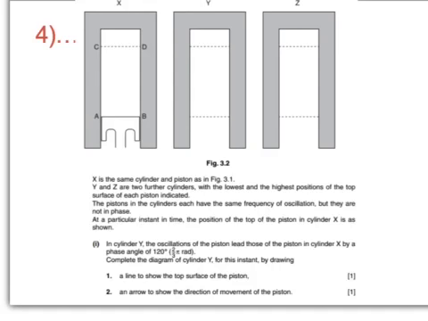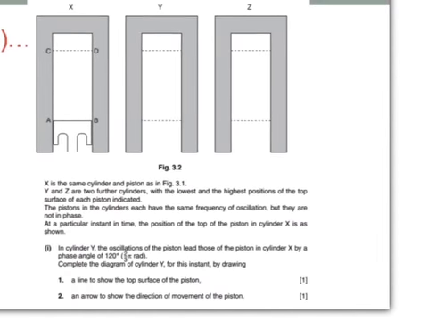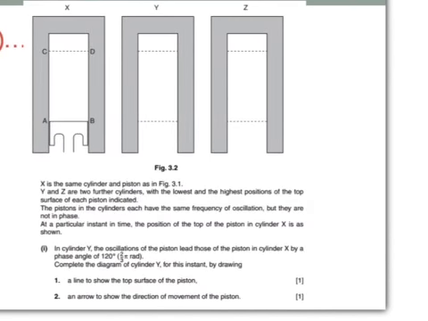Then you're asked to complete the diagram of cylinder Y for this instant by drawing 1. A line to show the top surface of the piston, and 2. An arrow to show the direction of movement of that piston Y. Now, to do this, I think the best thing to do is to consider the reference circle. I'll just move this to the side, give me a bit more room.